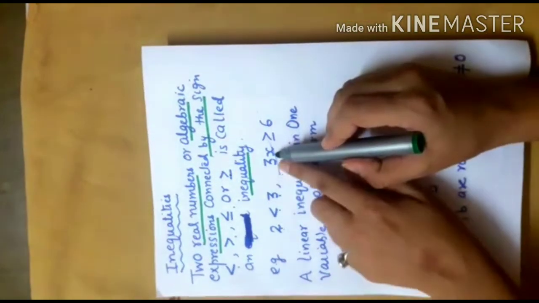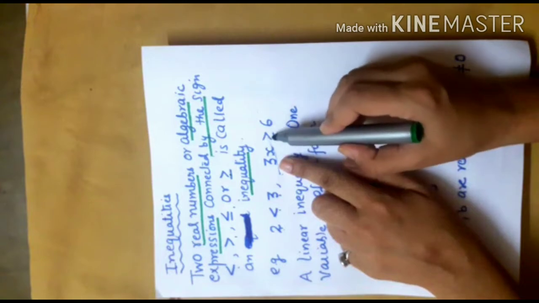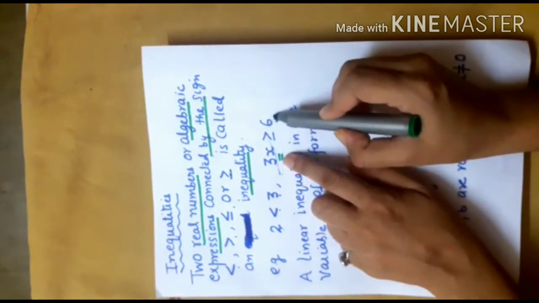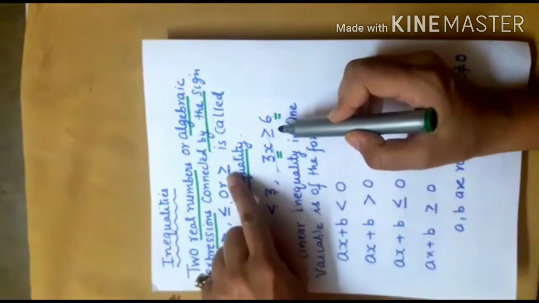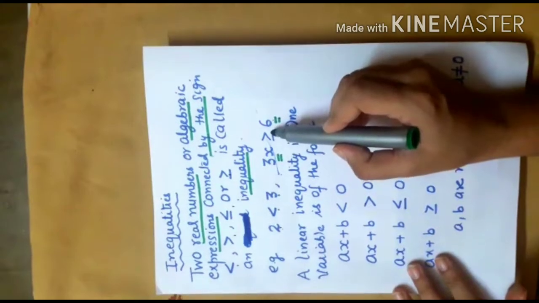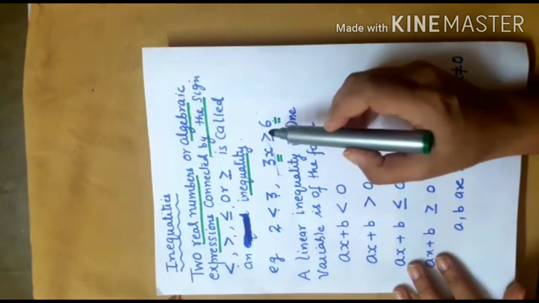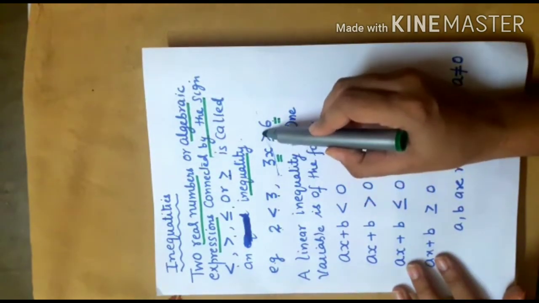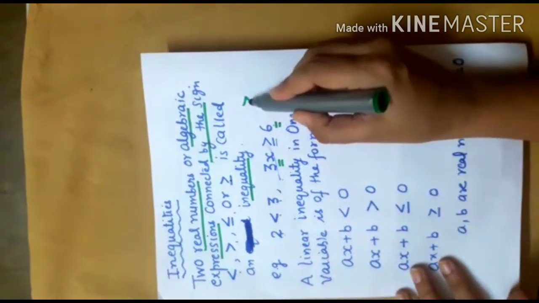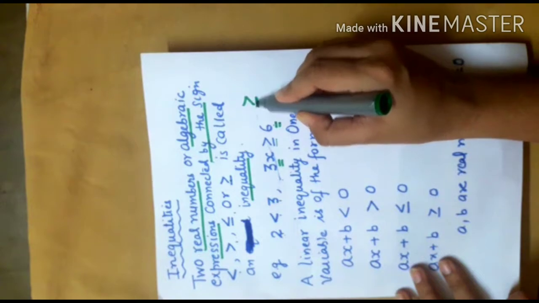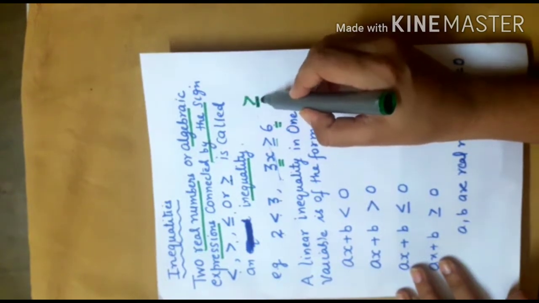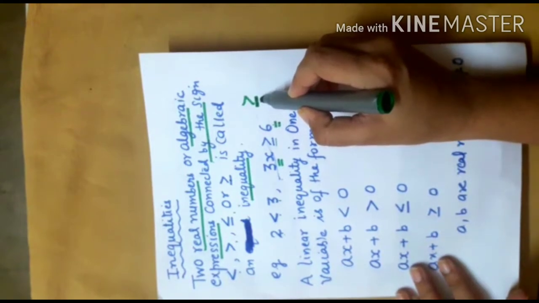Similarly here, 3x greater than or equal to 6. Here two algebraic expressions are connected by this sign. So therefore it is also an example of inequality, and we read this as 3x is greater than or equal to 6. This is for greater than, and when I use this, it becomes greater than or equal to 6.